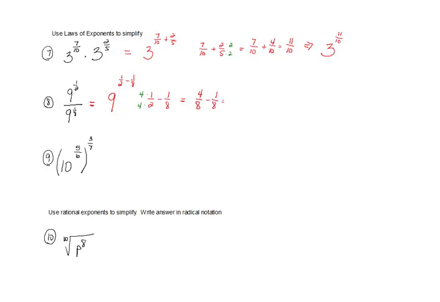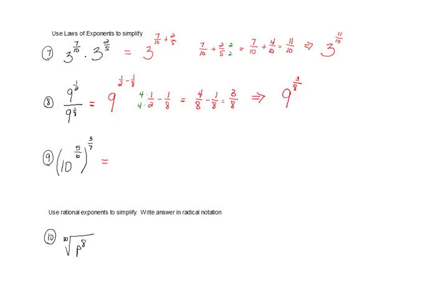If we look at number 9 here, we have a number taken to a power that's also taken to a power. So it's 10 to the 5/6, all of that taken to the 3/7 power. So when we have a power to a power, we multiply. So it's going to be 5/6 times 3/7.